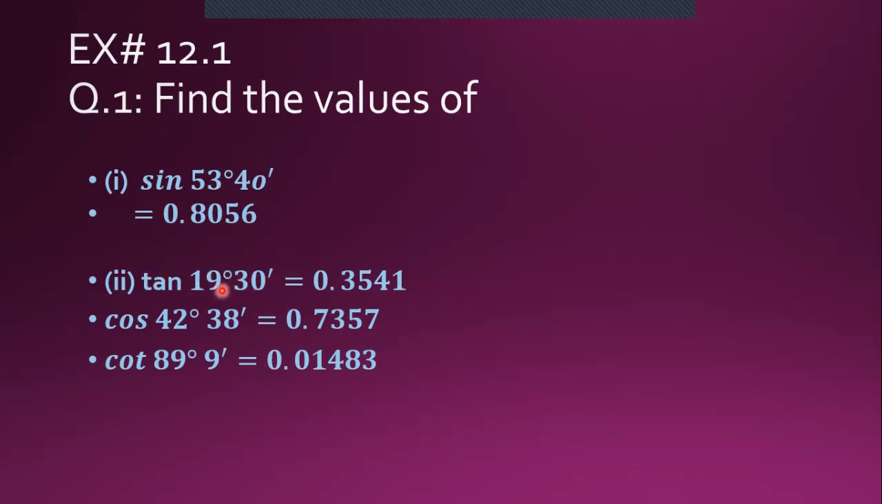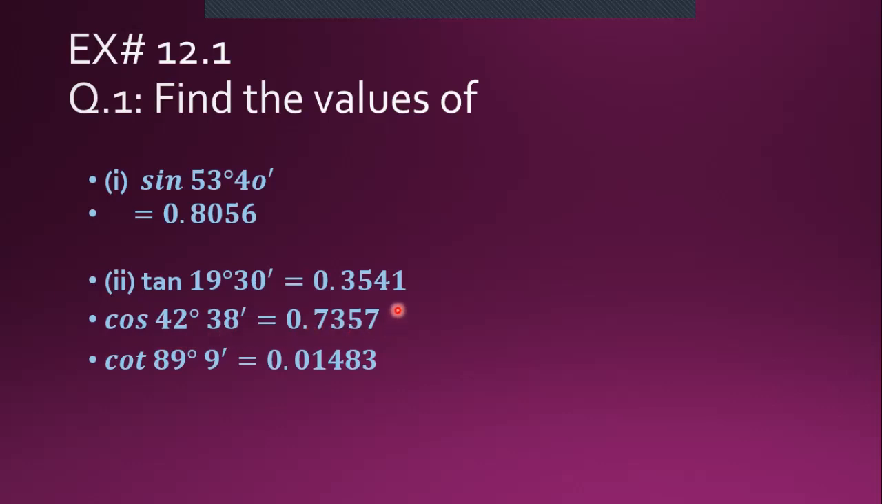Now, if you want to find the tangent, then you will use the tangent button, and then you will write 19 degree 30 minutes by applying that DMS button. We learned in exercise 9.1 how to use that, and it gives the answer just by writing and then pressing the buttons. You can get the answer in one step now. In the similar fashion, you will find cos 42 degree 38 minutes, that is 0.7357.